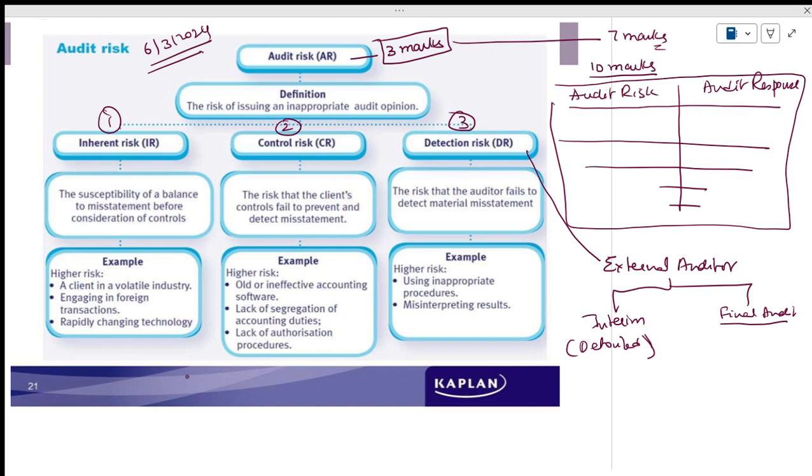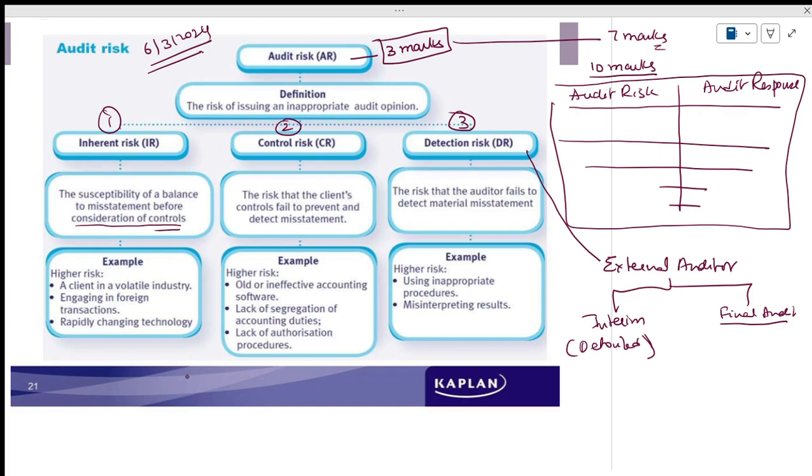Now, what is the understanding of inherent risk? The susceptibility of a balance to misstatements before consideration of controls. Inherent risk means you don't have any controls. If there is no control, definitely there will be some element of risk.